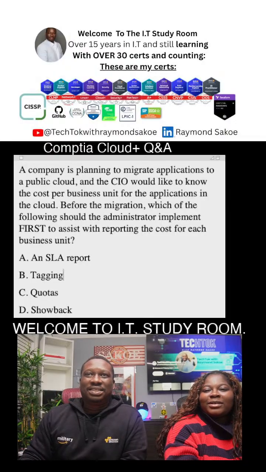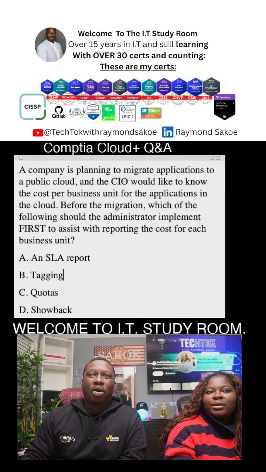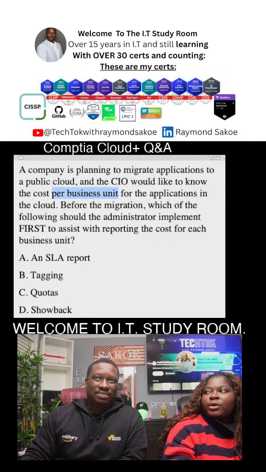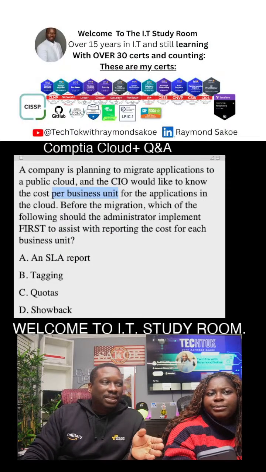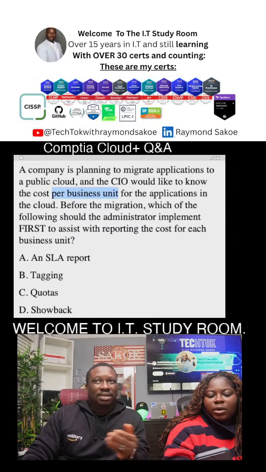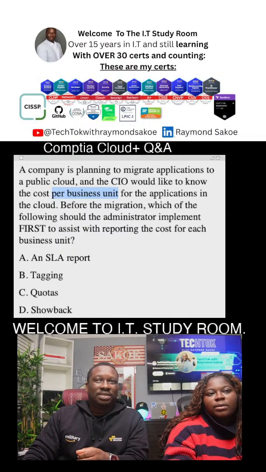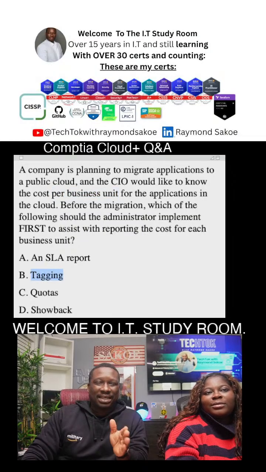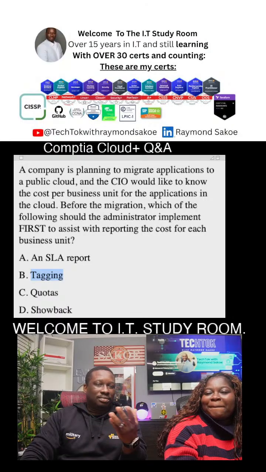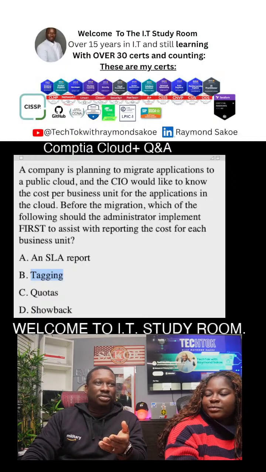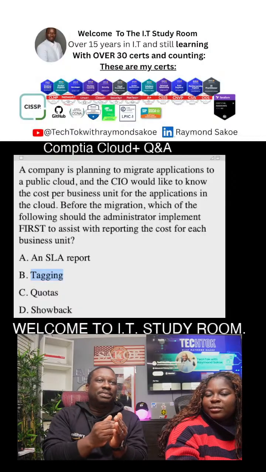So it's saying that the CIO would like to know the cost per business unit. So cost related to business units. The IT department, how much are they spending? The HR, how much are they spending? So yeah, the keyword here is target. And most of the time when you are deploying a service in the cloud, you have the option to target, and the best practice that most companies follow is usually to add your department to it.